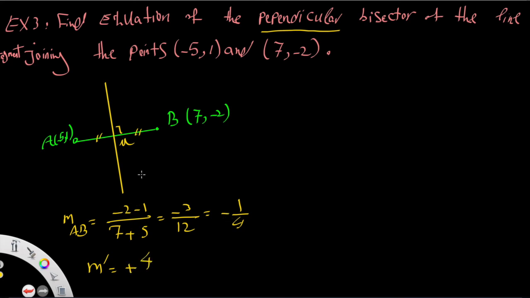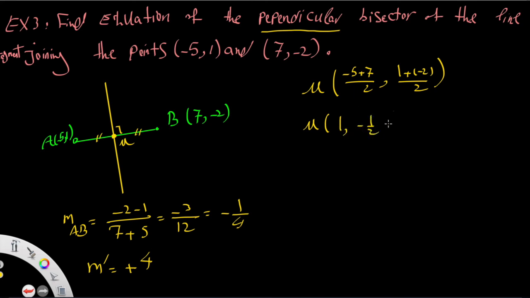Now so far we found gradient of this perpendicular line, but bisector means divides into two equal parts, so it means that it passes through the midpoint, so we can easily find the midpoint. Midpoint will be halfway of x and y coordinates, so it would be (minus 5 plus 7) divided by 2 and (1 plus negative 2) divided by 2. So coordinates of the midpoint will be (1, negative half).